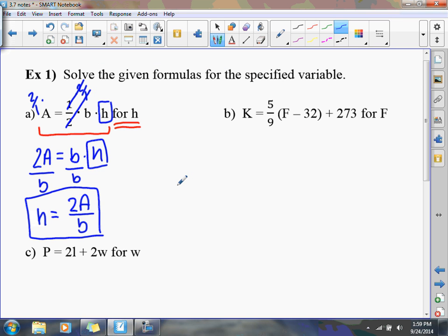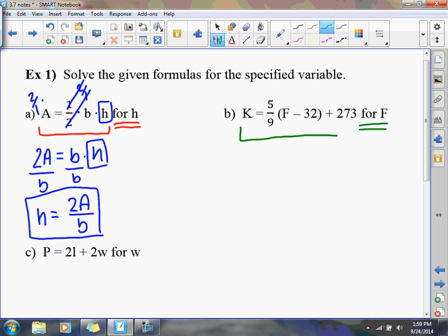Okay, now part B is a little trickier just because it looks more complicated. Again, we have another fraction, we've got some parentheses, we've got subtraction and addition, so it seems like there's a lot more going on in this problem. But again, we're going to read what they want us to solve it for. So you have K equals 5/9 times (F minus 32) plus 273. And we're going to solve that for F.